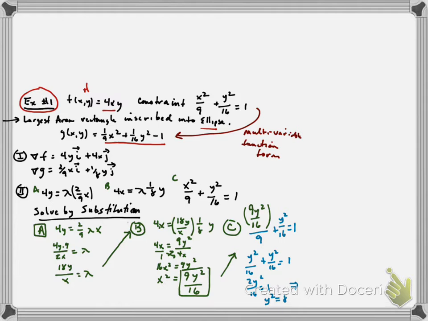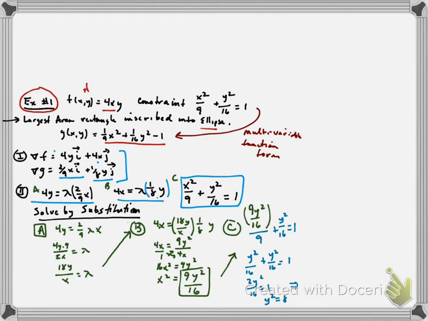So the next step then for me is to find the gradients. I think I'd like a different color. When I find the gradients, that's this part right here. And then I'm going to associate these different parts to get these two equations right here. So 4y is equal to 2/9 x times lambda. 4x is equal to 1/8 y times lambda, and I just went ahead and put the lambda in front. And then I also, don't forget, have the constraint written back in its implicit form.